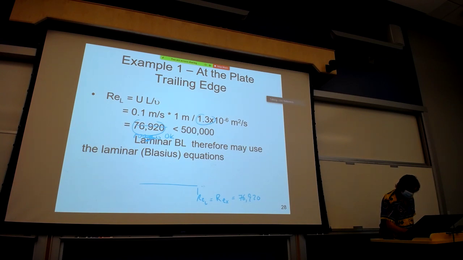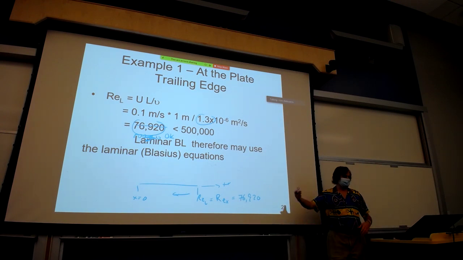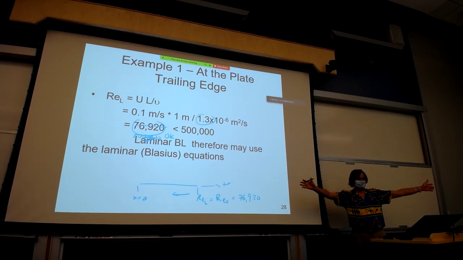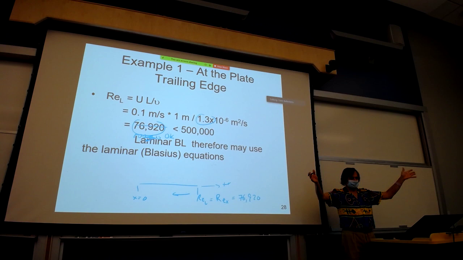As you move back this way, as we just discussed, the Reynolds number keeps decreasing because x is decreasing. So over the entire plate, you have a laminar boundary layer. So we can use Blasius's theory in everything that we develop today.